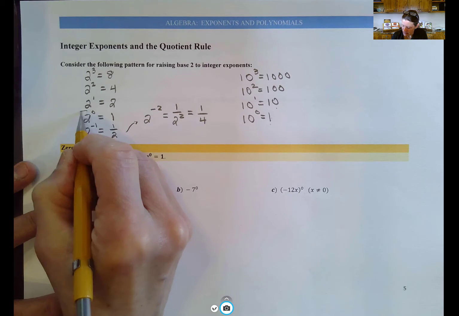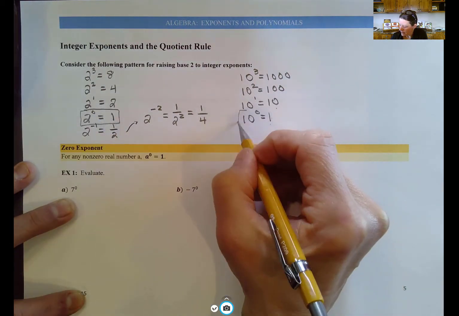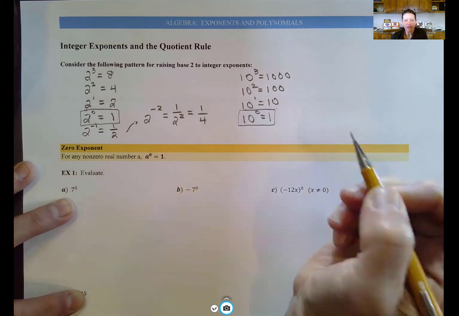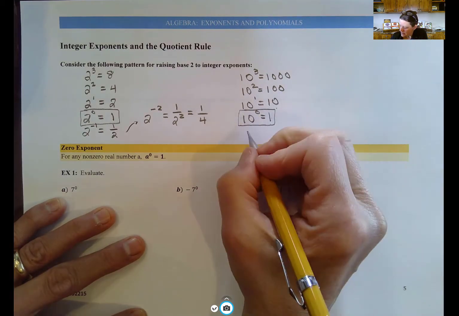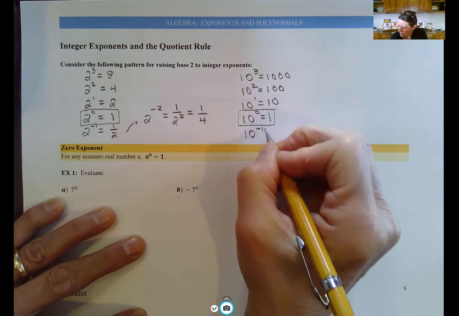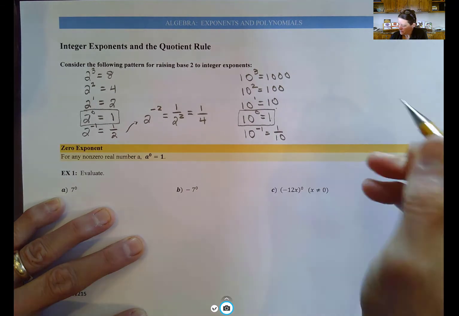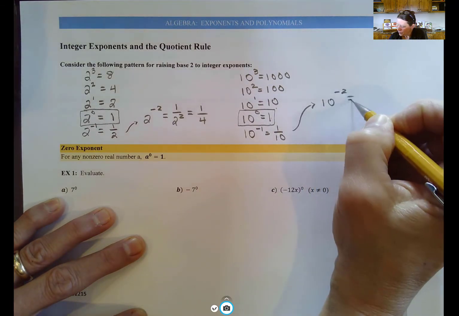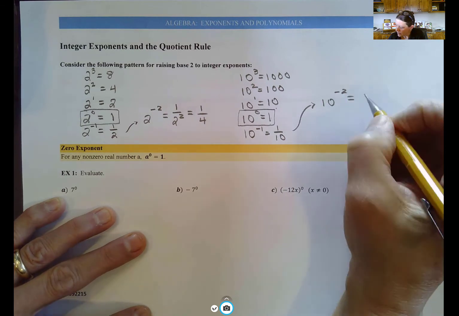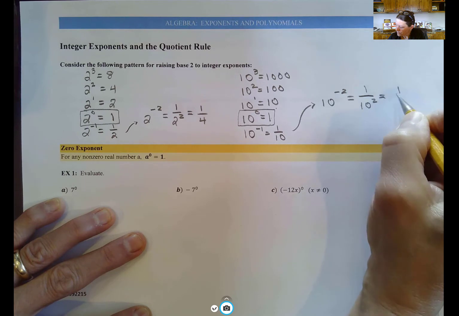So we've seen that following our pattern, 2 to the 0 power is 1, and also 10 to the 0 power is 1, isn't it? I want you to take note of that. Continuing, 10 to the negative 1, if we divide by 10, that would be 1/10, wouldn't it? And let's go one more. 10 to the negative 2 would be 1/100th, which is 1 over 10 squared, isn't it?